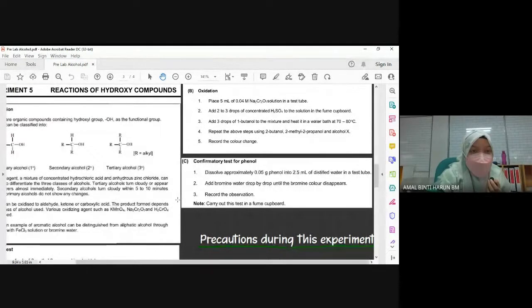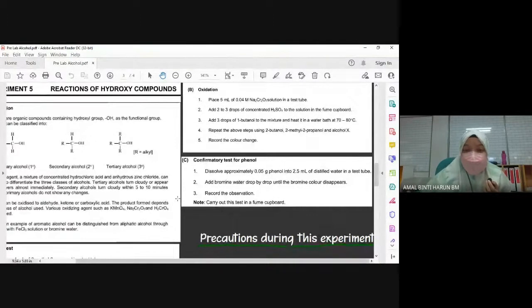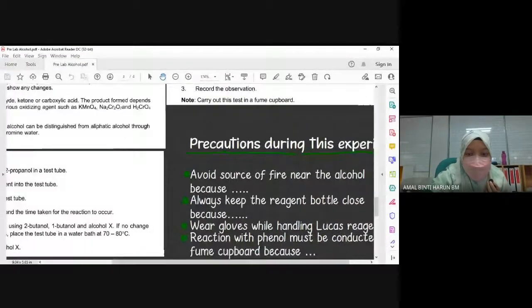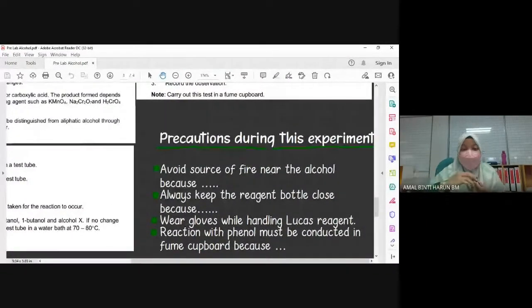Ada soalan? Okay. Kita pergi dekat precaution sebelum kita tengok observation. Number 1, ada 4 precaution yang saya bagi. So bila buat eksperimen ni, you kena sedia Panadol.